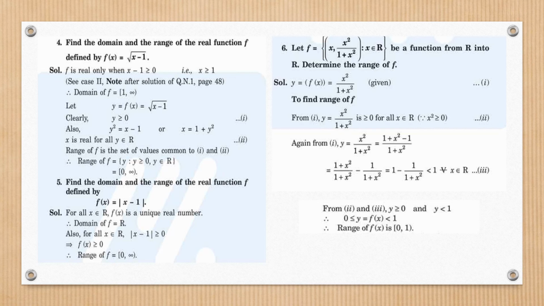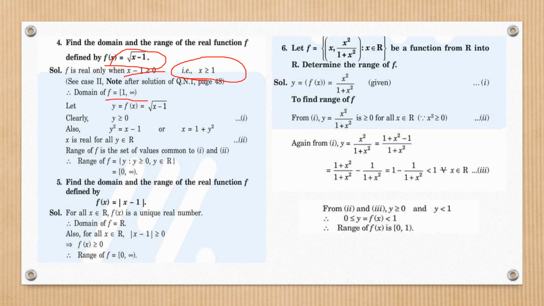Number 4: find the domain and range of the real function defined by f(x) equal to root of x minus 1, as we did for root of 9 minus x square. In a root function, the term inside should be greater than or equal to 0. So x minus 1 is greater than or equal to 0, meaning x is greater than or equal to 1. So that is the domain: the semi-closed interval 1 to infinity.